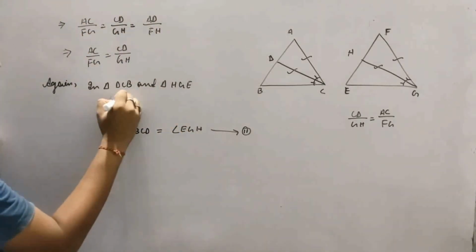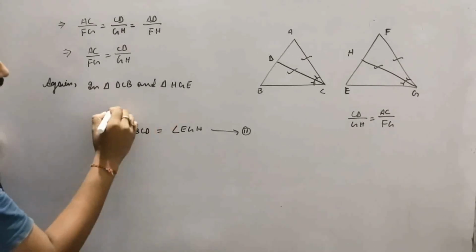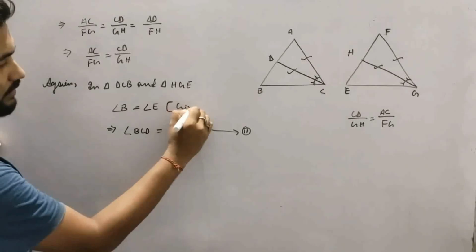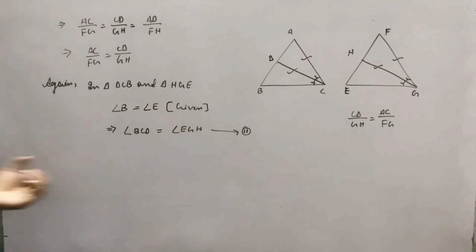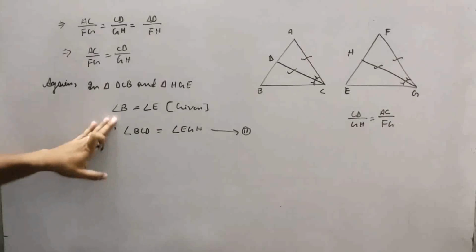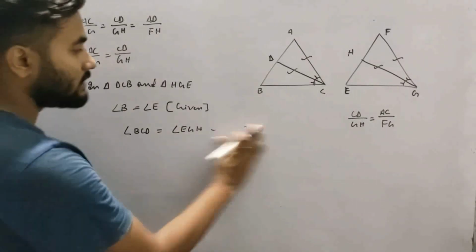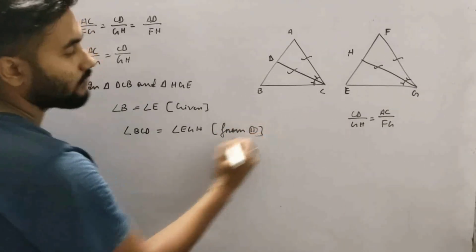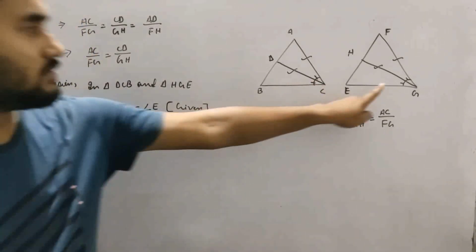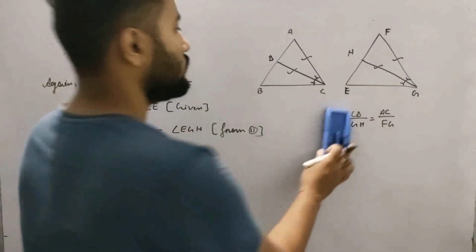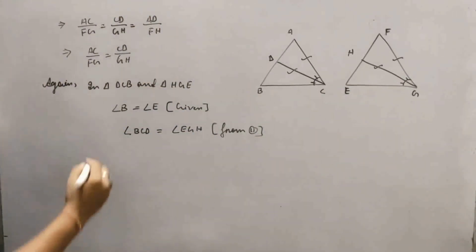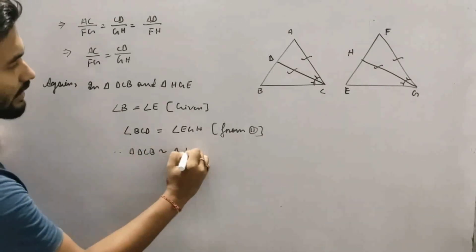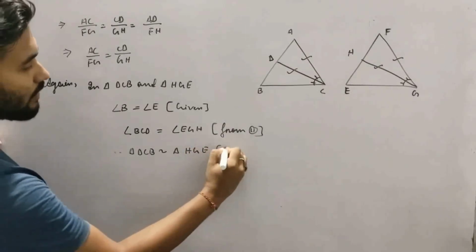We can write angle B will be equal to angle E. In the bracket we can write Given. And one we already have: angle BCD will be equal to angle EGH. What will we write? From 2. This bottom one is equal to this bottom one. Done. So by angle property, we have got that triangle DCB is similar to triangle HGE by angle.